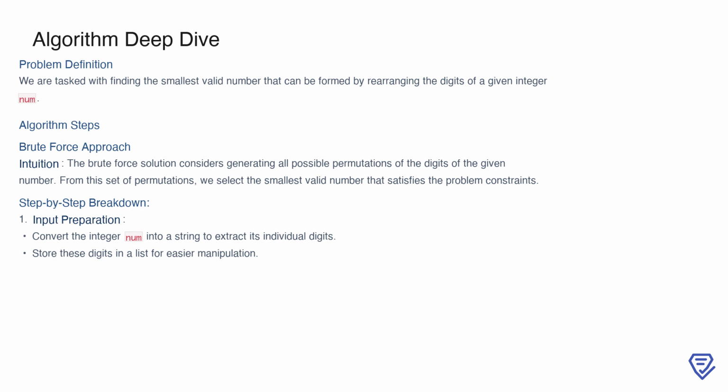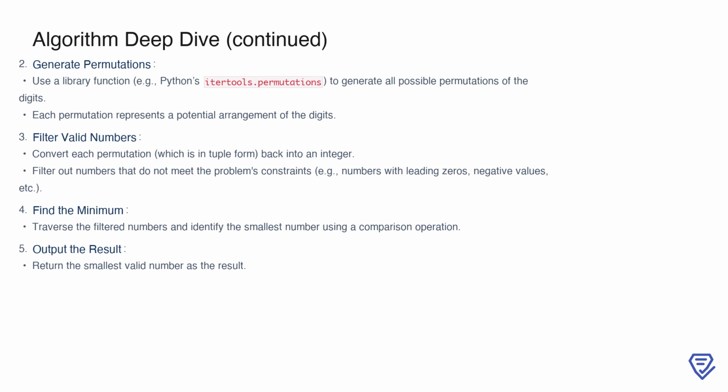To begin, the first step is input preparation. We convert the integer number into a string so that we can easily extract its individual digits, and then we store these digits in a list, which allows us to manipulate them more conveniently. After preparing the input, the next step is to generate all possible permutations of the digits. For this, we can use a library function like Python's itertools.permutations, which provides an efficient way to handle the combinatorial logic. Each permutation represents a potential arrangement of the digits.